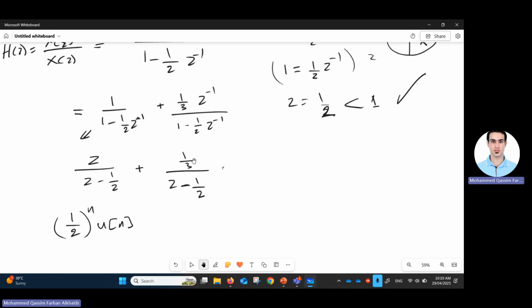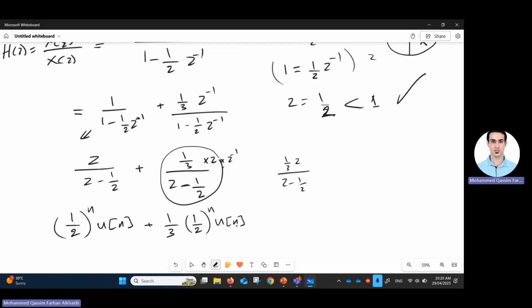See, partial fraction expansion, you just break down the denominator. Let's try this. You multiply by z and z negative 1. It's multiplication by 1. Now, if I have 1 over 3 z over z minus 1 over 2, so this one is easily plus 1 over 3, 1 over 2 to the power n u of n. Right? Now I'm left with an issue that this one there.